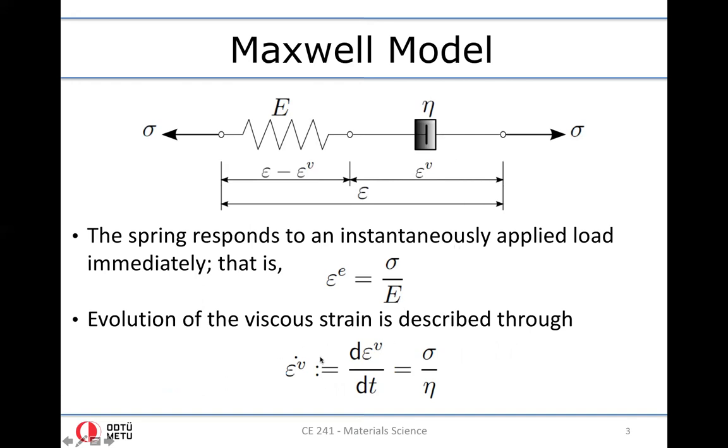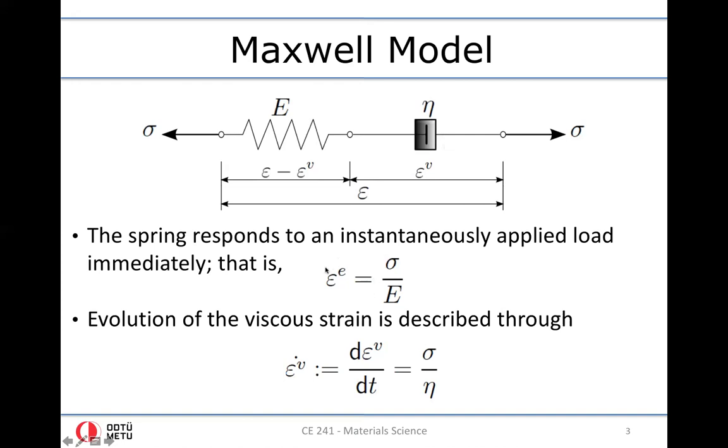The rate of the viscous strain, on the other hand, as you recall from the first part of this chapter, is proportional to the stress through the coefficient of viscosity in the denominator. All right. Therefore, the response of the dashpot to externally applied forces will occur with some delay. So there's a time evolution there. You can write this expression, of course, as stress equal to the coefficient of viscosity times the rate of the viscous strain in the dashpot.